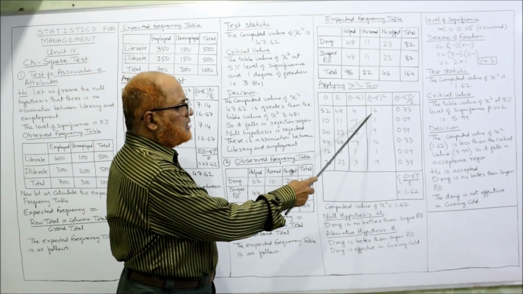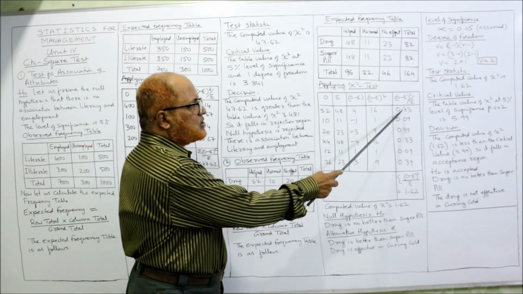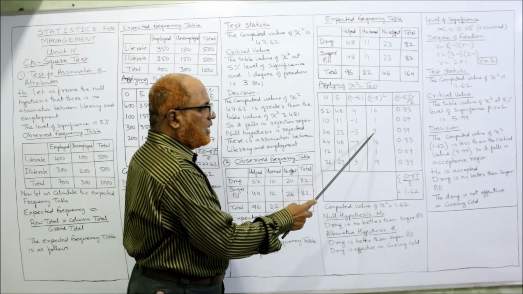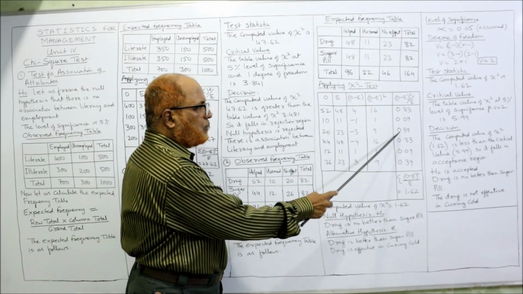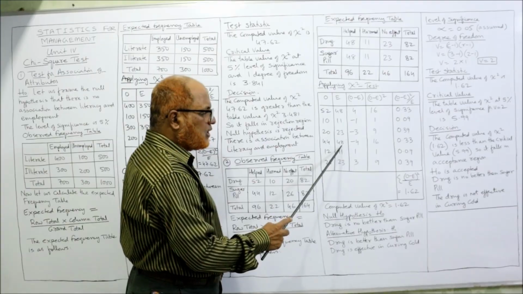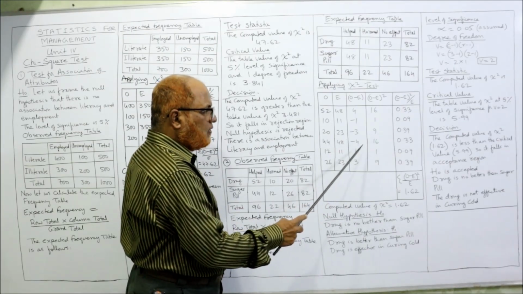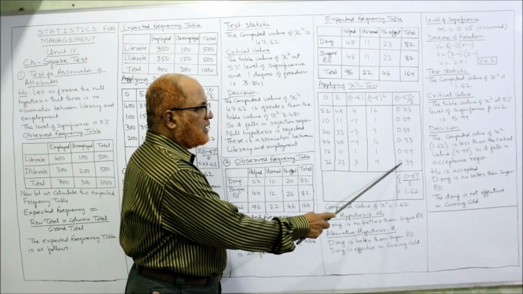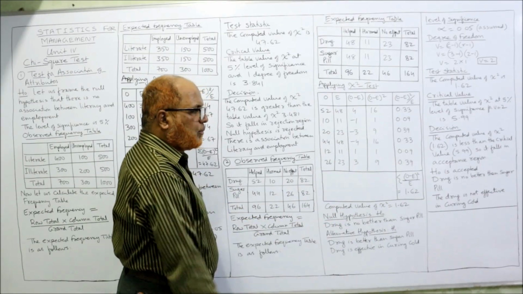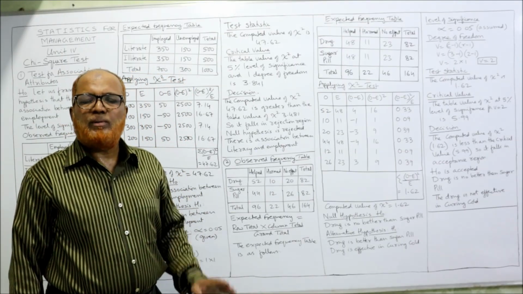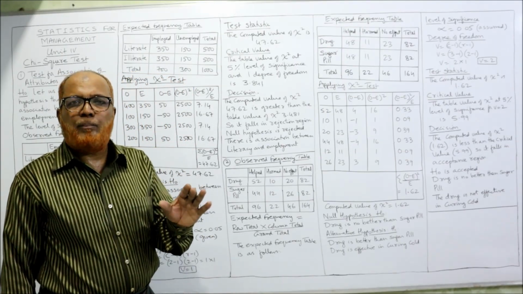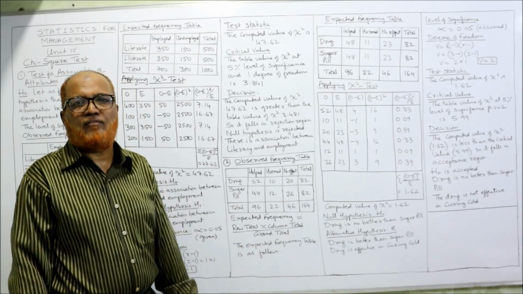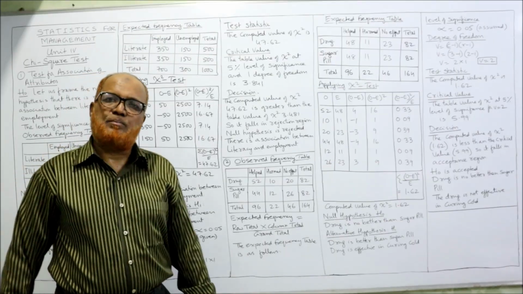So 16 divided by 48, you will get 0.33. 1 divided by 11, you will get 0.09. 9 divided by 23, you will get 0.39. 16 divided by 48, 0.33. 1 divided by 11, 0.09. 9 divided by 23, 0.39. Take the total, 1.62. This 1.62 is called the computed value of chi-square. Now we'll write the steps.